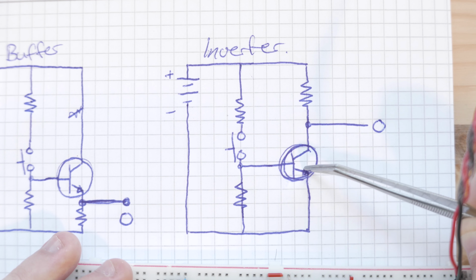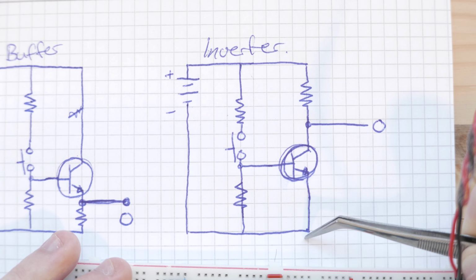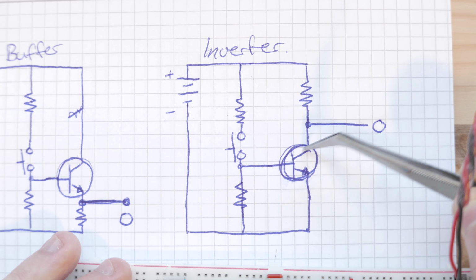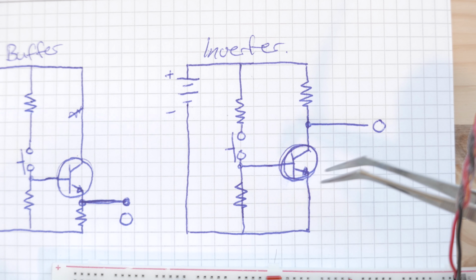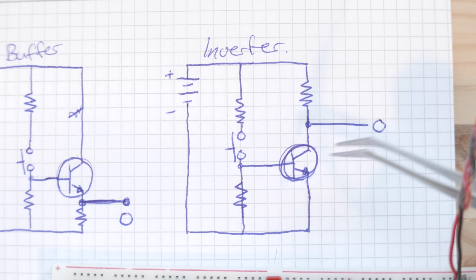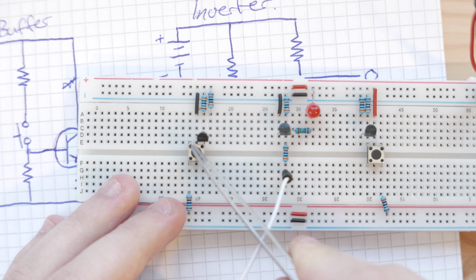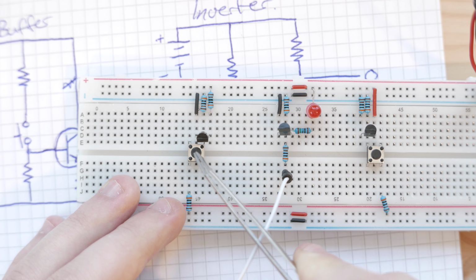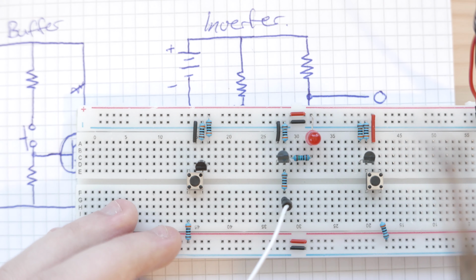But when I turn the transistor on, it allows current to flow through the transistor straight to ground. And this acts as essentially a short circuit to ground. And what then happens is that the potential here drops to 0 volts when it's on. So what we would expect to see is that when this switch is not pressed, the LED is on, and when it is pressed, it is off, and hence the name of this circuit, an inverter.